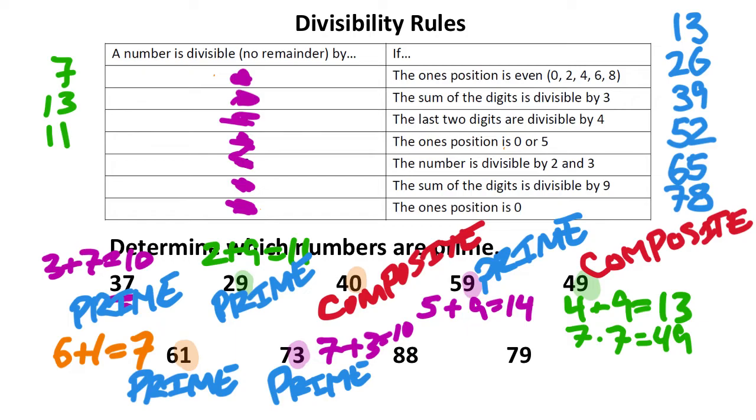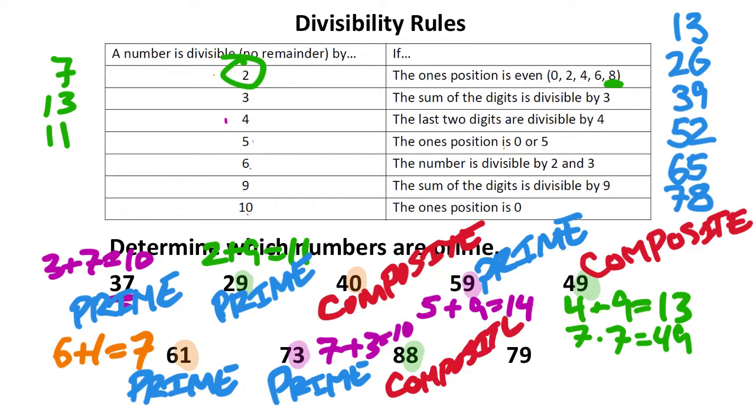Well, what about 88? Yeah, we can do 88. Let's see, 88. In the ones place value, we got an 8. So right away, I see that it's divisible by 2. I should have erased this stuff, clean this stuff up. So it is divisible by 2. This one checks off. Therefore, this one is composite. 88 is composite.